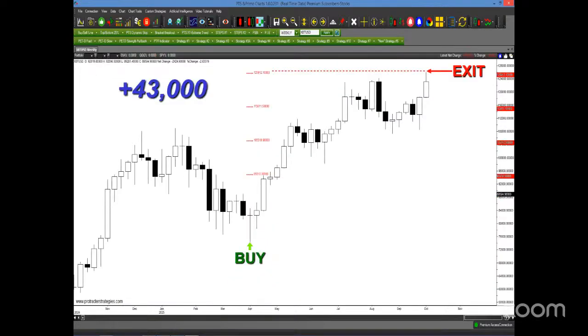Here's a chart of Bitcoin, okay? 43,000 using the same concept. Here was phase one, phase two. Look where strategy 9 generated a buy signal, right at the very lows of that phase two. And in about 5 months, 43,000 Bitcoin points before it started to come down lower.